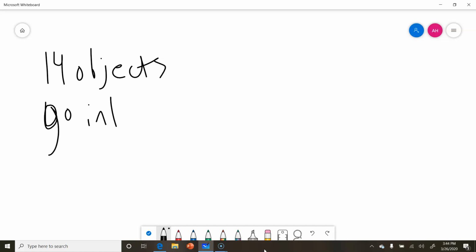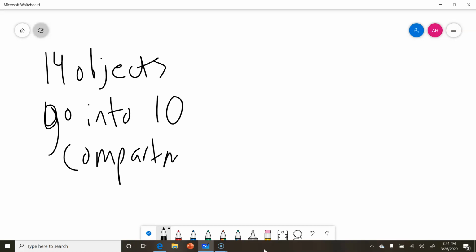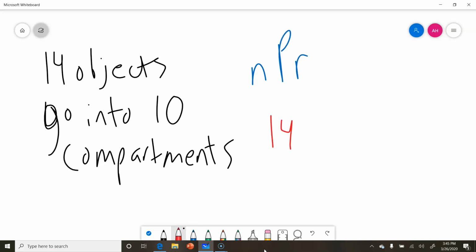So let's say that they say 14 objects go into 10 compartments. Okay, now you may say, which is R, which is N? Well, here's the trick. N is always bigger. So N in this case has to be 14, and R must be 10.